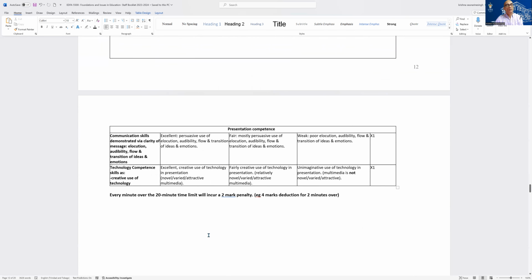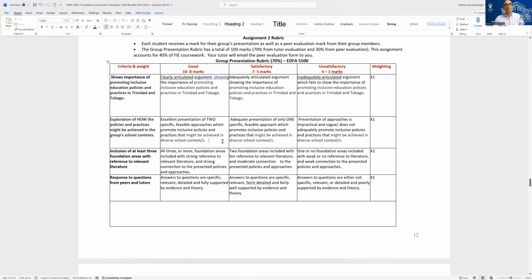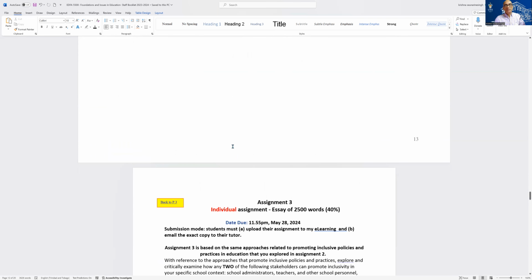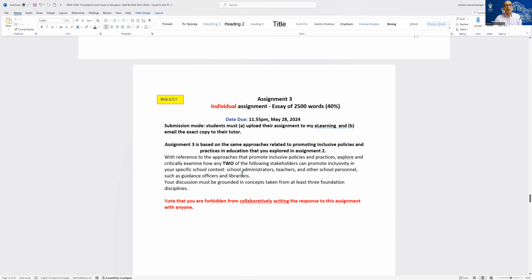So look at this. Let's go back to assignment 2. Remember, assignment 2 said, explore how this might be achieved, right? In other words, how can you go about promoting inclusive education policies and practices in the school context? How can you do it? So the question of how, remember, you would have given us 2 feasible approaches, right? Based on the theories that you read, you would have given us 2. So you're using those same 2 approaches that you talked about in assignment 2. And what you're doing now is that you are going to explore and critically examine how any 2 stakeholders can promote inclusivity in your school.